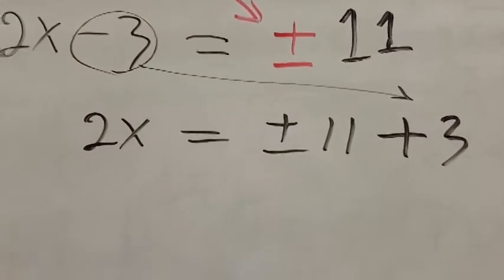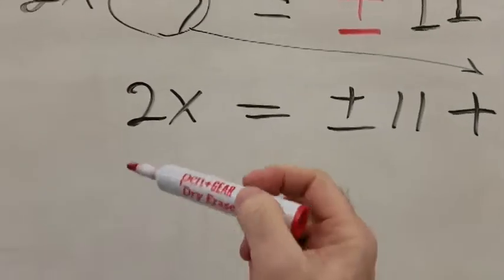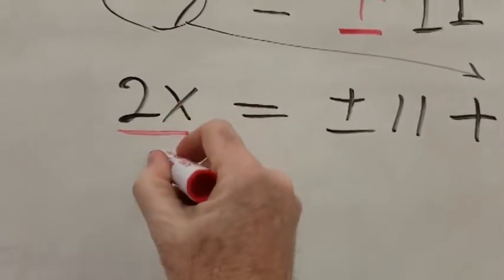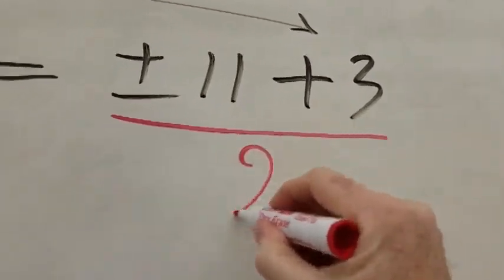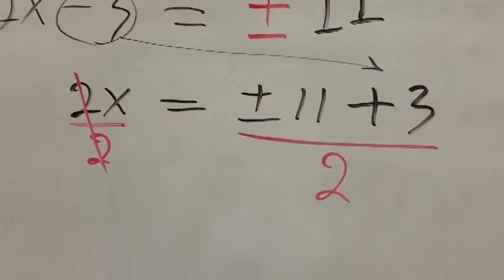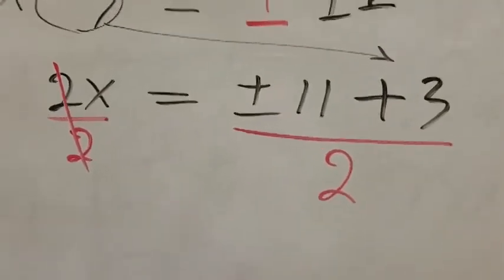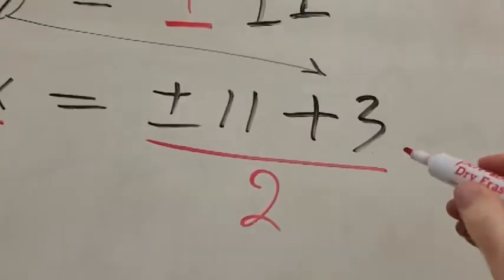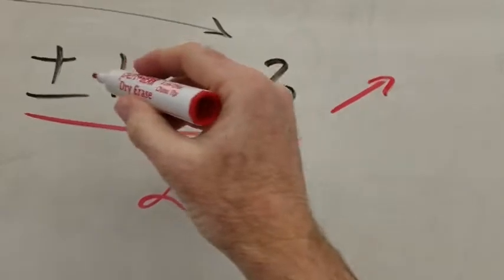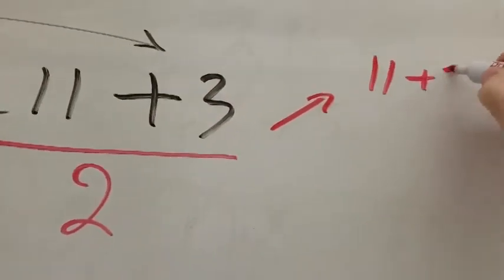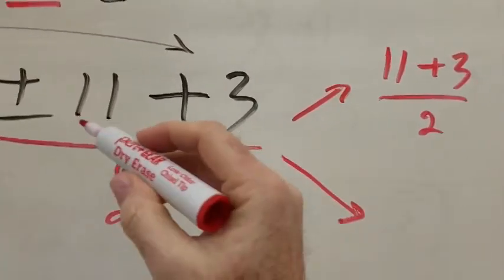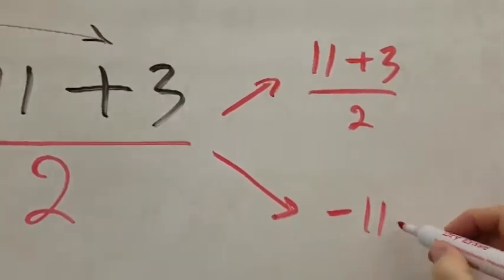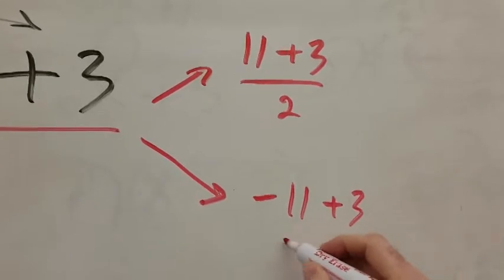And now let's divide out the 2. So let's make this 2 go away from the x. And let's draw a long line because we're dividing both sides by 2. So I've got two answers here. I've got x equals, well, you see, I've got a plus 11 plus 3 all over 2. And I've got a minus 11 plus 3 all over 2.